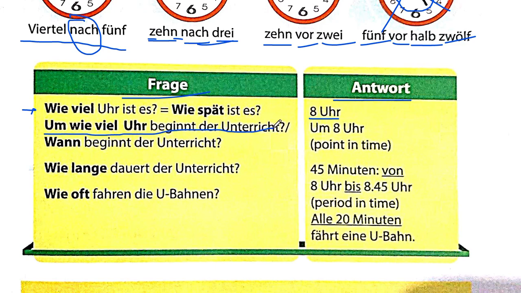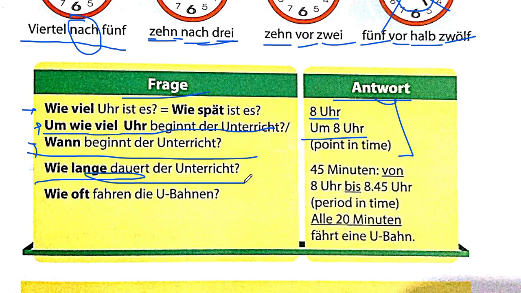Um wie viel Uhr beginnt der Unterricht? See, at what time does the class begin? Um wie viel Uhr? At what time? Es beginnt der Unterricht, the class. 8 Uhr. Point in time we're talking about. Wann beginnt der Unterricht? When does the class begin? So now you have to tell basically the same thing, because you are telling at this point of time it's beginning. It's the same question. This is a bit long and this is a bit short.